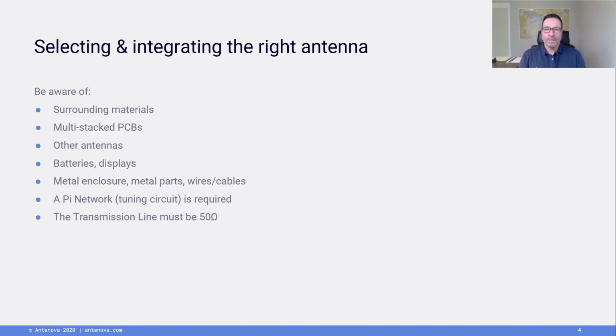Be aware of other antennas. Be aware of, as I said, batteries and displays, metal enclosures, metal parts, wires and cables, as I mentioned. And also understand that you will need a pi network, which is a tuning circuit between the antenna, down the transmission line, to the modem or the receiver.